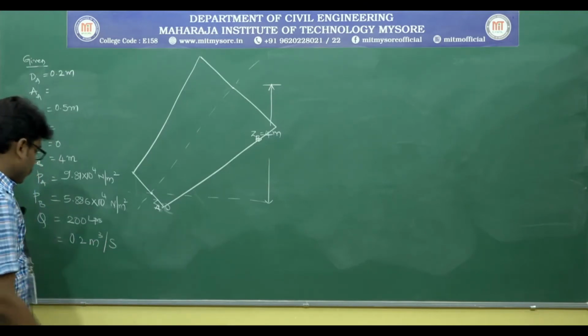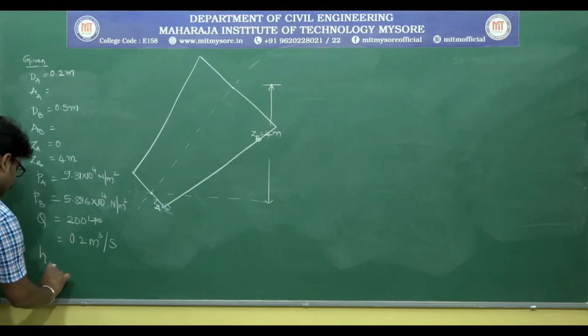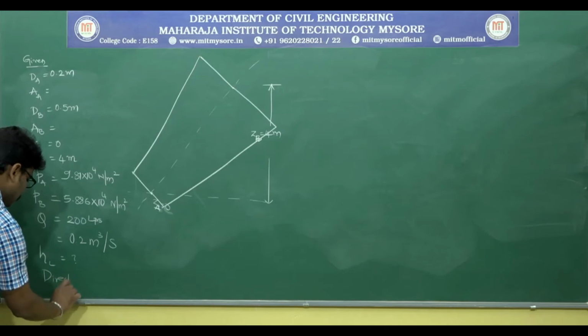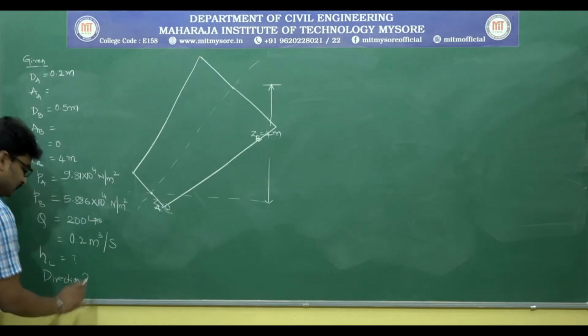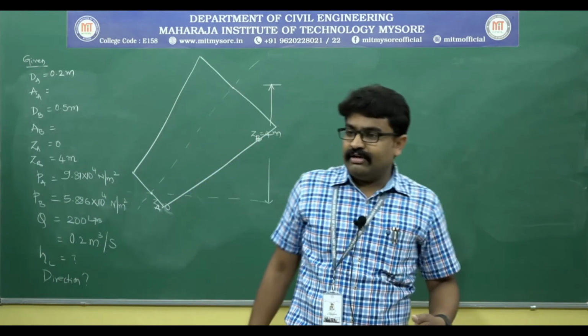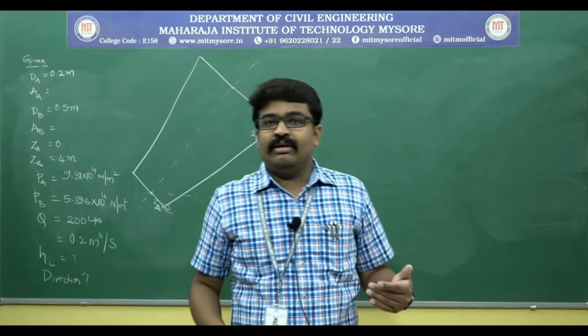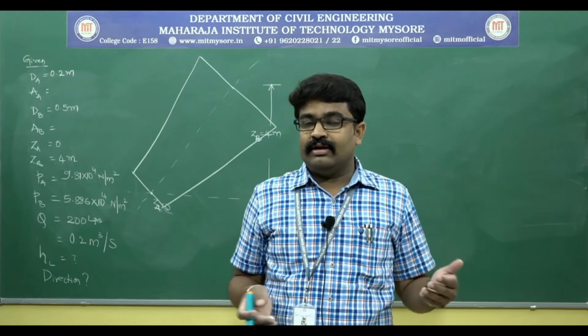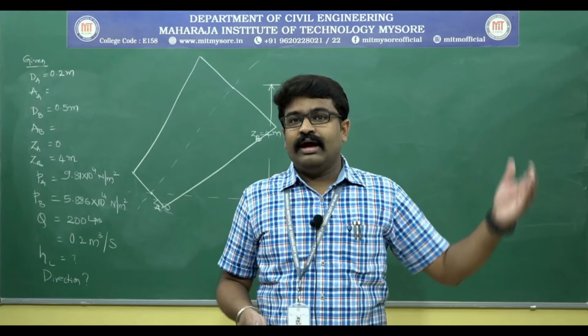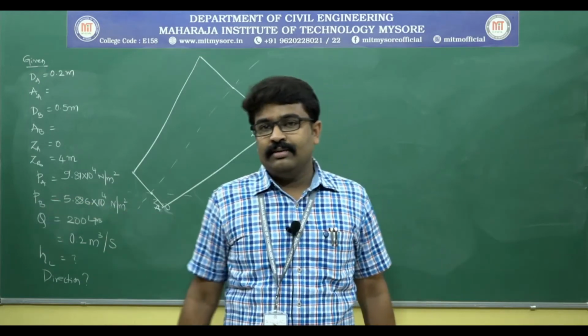So what needs to be calculated is head loss, as well as the direction of flow. What is this direction of flow? You very well know that the flow will be from where to where. In Kannada we say hallada kadege neeru hariyatte. That means from higher pressure towards lower pressure.